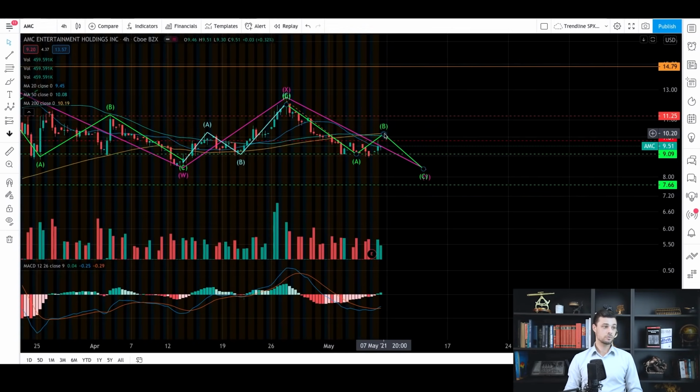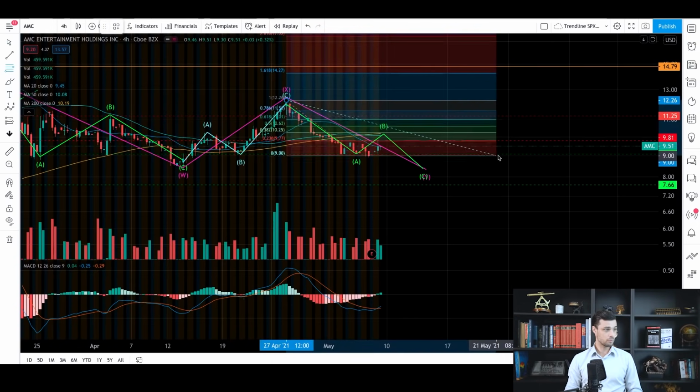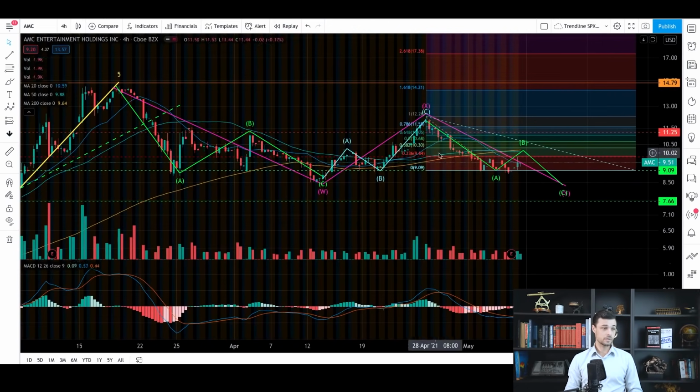And right now we're wondering what is happening here. So like I said, we can have an ABC. So the typical B wave would go to the 0.382 retracement level. So 1 minus the golden number, so it would go to the 1030 area.